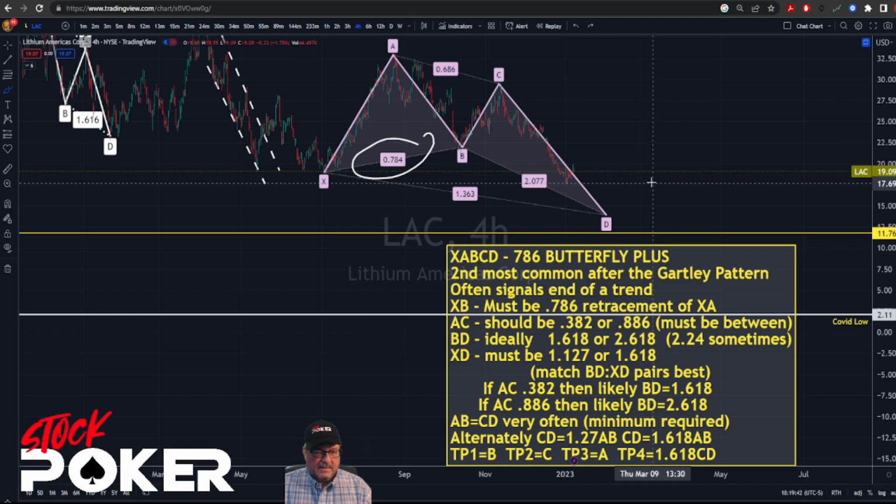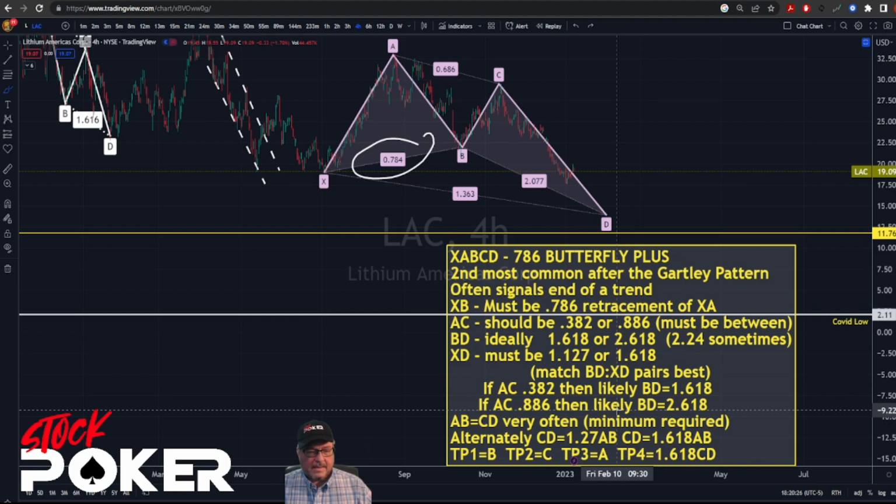Good to know facts. If this AC leg happens to be 382, then in most circumstances the BD leg will be 1618. And again, it's here in this first column, 382. The BD leg is most likely the 1618. And if the AC leg happens to be the 886, then very, very likely your BD leg, which is this leg right here, or this retracement, is going to be the 2618. And some fun facts, good to know, that will make this that much stronger.